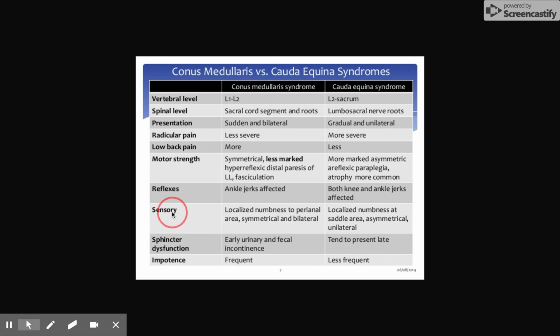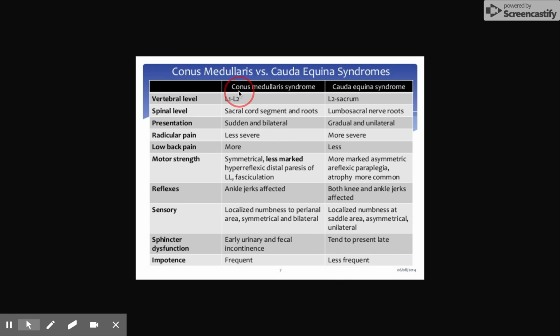Now, the sensory is also very important. There is localized numbness in the perianal area in conus medullaris, and localized numbness in the saddle area in cauda equina. So saddle anesthesia is very important: in cauda equina, you will have saddle anesthesia. And for the sphincter, early urinary and fecal incontinence you're going to see in conus medullaris, but in cauda equina, the urinary problems are presented late, whereas in conus medullaris they are presented early. Impotence is very frequent in conus medullaris, and it is less frequent in cauda equina.